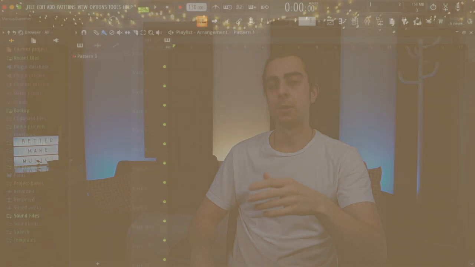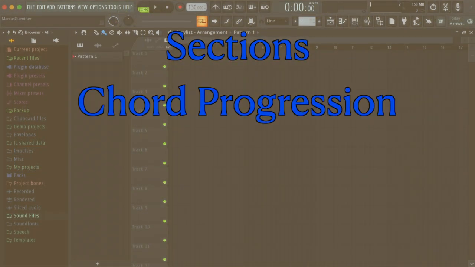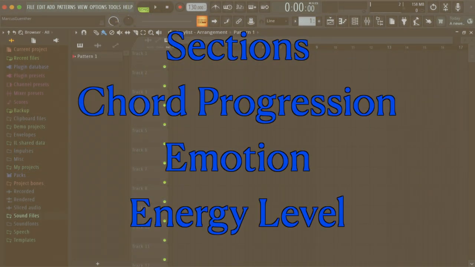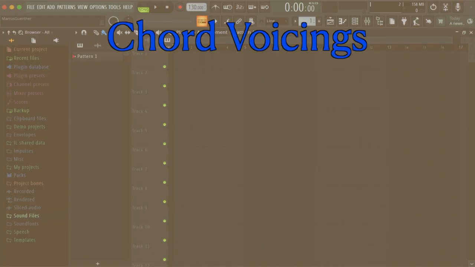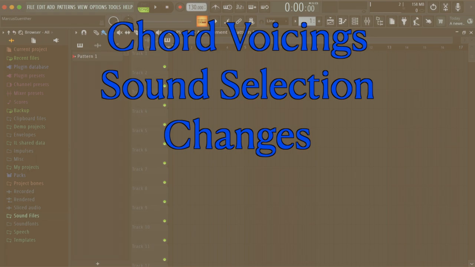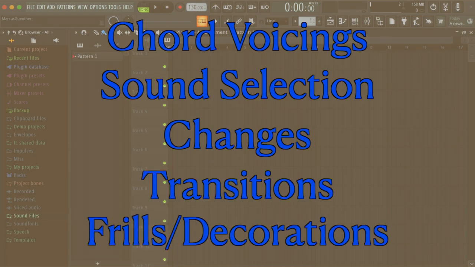The path in itself is the direction, the big picture of the beat. What sections does the beat have? What's the chord progression? What mood or emotion? High energy or low energy? Whereas the path in its details is the definition: chord voicing, sound selection, sudden changes, noticeable transitions, frills and decorations, stuff like that. At that point, the sky is the limit. How strong, how clear, and how specific can you make that story? In a nutshell, that's all art and all music and the pathway from beginner to master and beyond.